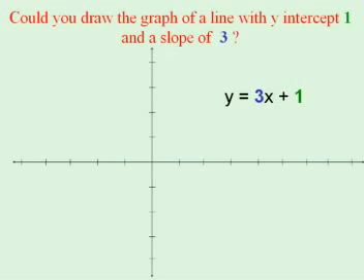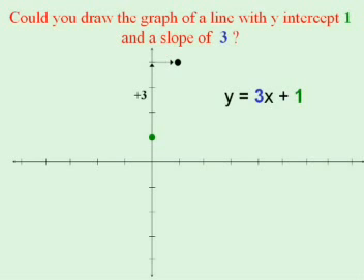Well, I can put the y-intercept. What does it mean to be the y-intercept? It means it hits the y-axis at 1. So the point (0, 1) is on this line. The other thing is that the slope is 3. Now 3 as a fraction is 3 over 1, isn't it? So up 3 and over 1, and we'll have another point.